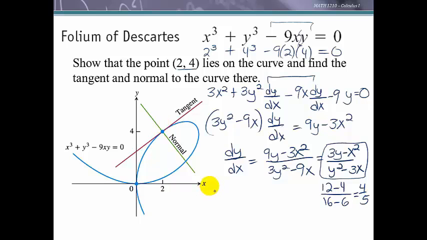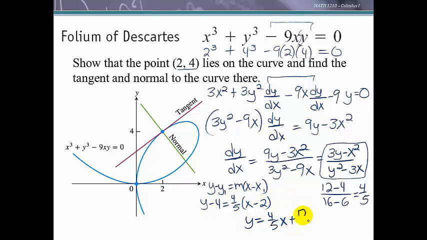We can now find an equation for this by just simply using our point slope formula. So y minus the y from the point equals the slope times x minus the x from the point. So we have y minus 4 equals the slope, which is 4/5 times x minus 2. Now we could go ahead and simplify this. Solving this for y, we would have y equals 4/5 x, and this is minus 8/5 plus 20/5, so that would be plus 12/5.